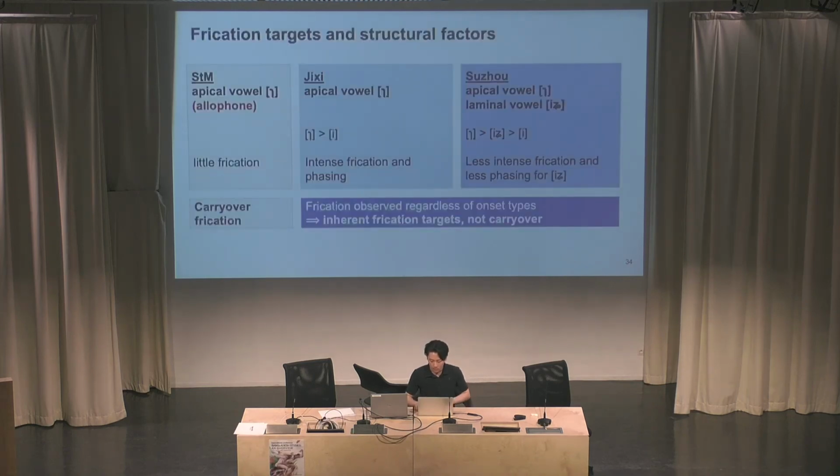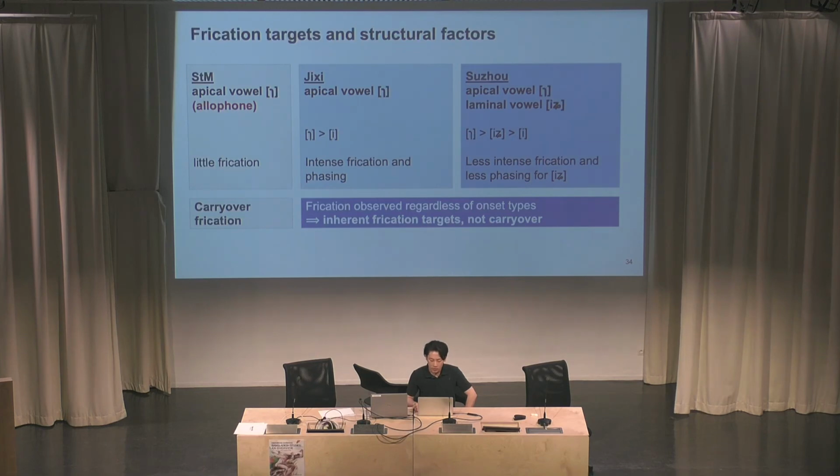Now I'll conclude with some discussion. We do find evidence for frication target in some, but not all, fricative vowels. Standard Mandarin has very weak frication. This is confined to the very beginning of the vowel, suggesting carryover from sibilant onsets as the main cause. It is also the only language examined where the fricative vowels are all allophonic.